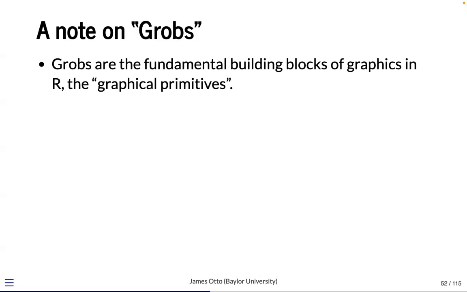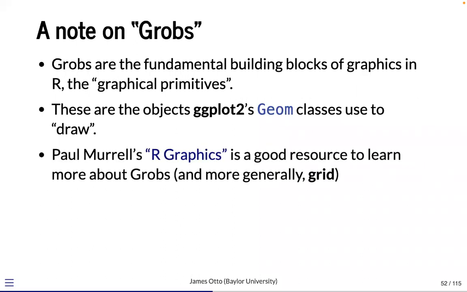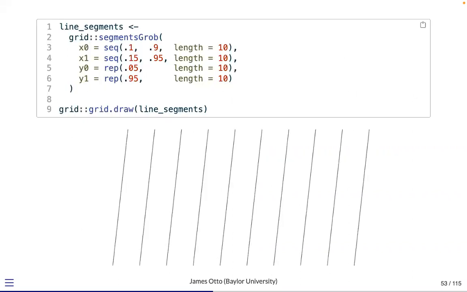In ggplot, whenever you look at a plot, everything is a grob. Obviously the points are grobs and the lines are grobs, but the axis lines are grobs, the ticks are grobs, texts are grobs. Grobs are what geom classes use to draw. A good reference, by the way, is this book, R Graphics by Paul Murrell. It's all about grobs and grid, which is the package where grobs come from.